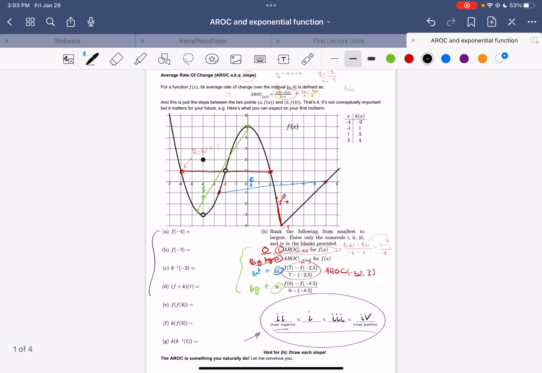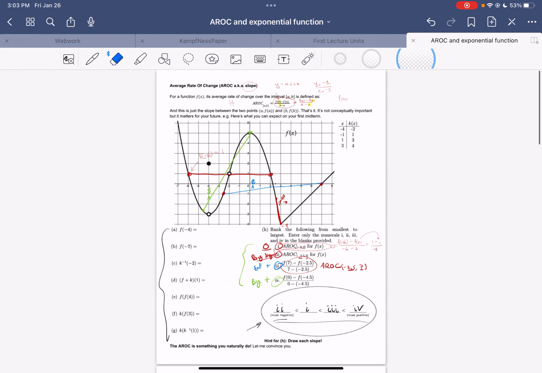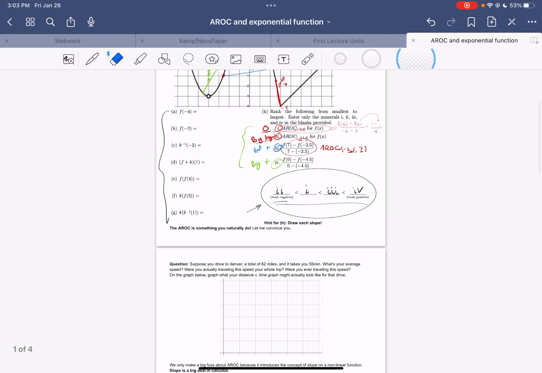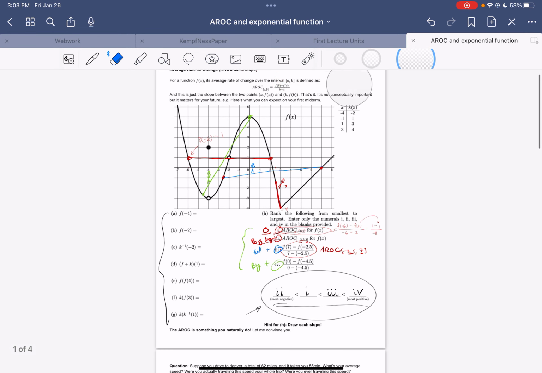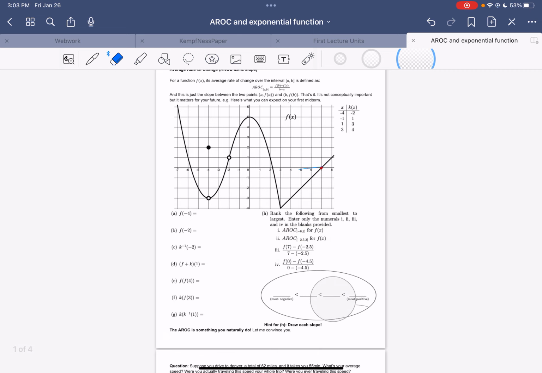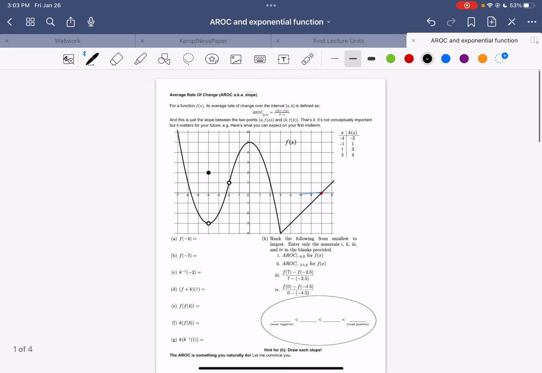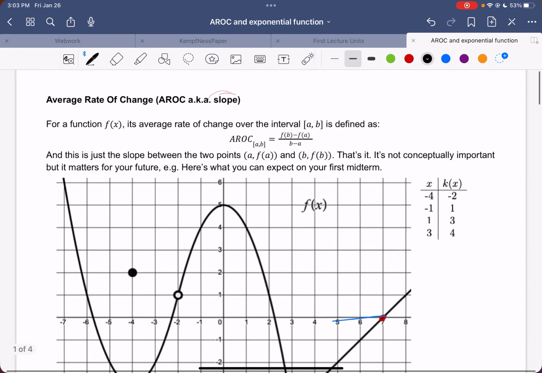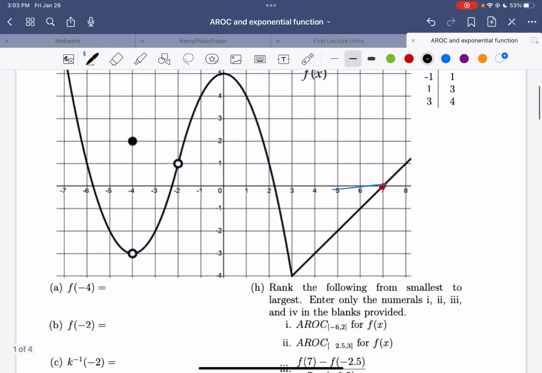I'm going to briefly just run through all of these, and we'll spend more time on functions and inverses and things in the future. But let's run through it to make sure we're on the same page as far as notation goes. But the main topic of this handout is going to be average rate of change and some exponential functions. But okay, so let's make sense of this. So f of negative 4.